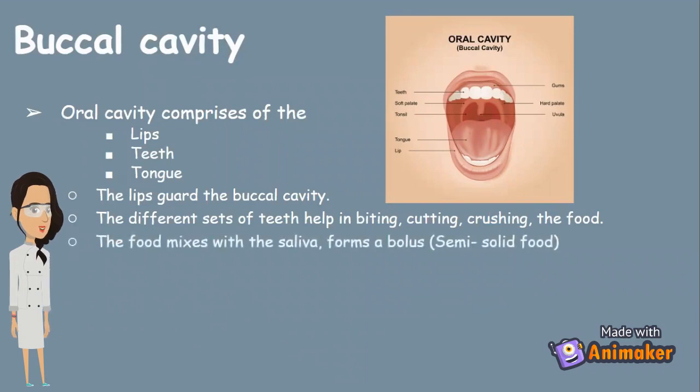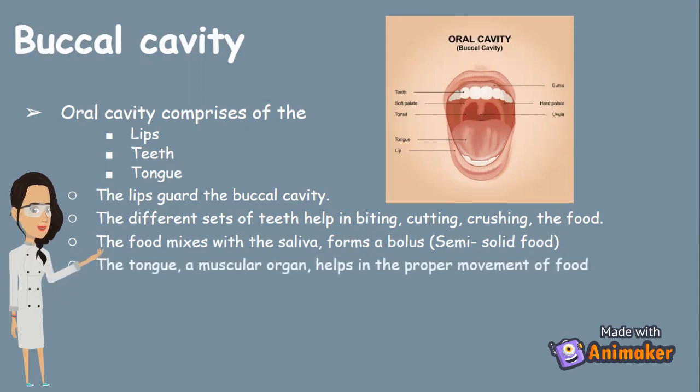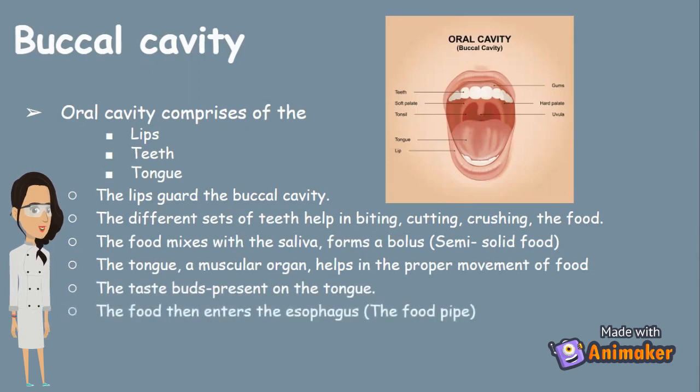The food mixes with saliva and forms a bolus. Bolus is food in the semi-solid state. The tongue is a muscular organ and helps in the proper movement of food. The taste buds are present on the tongue. The food then enters the esophagus, the food pipe.